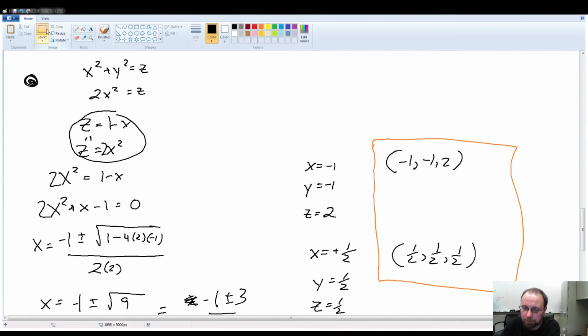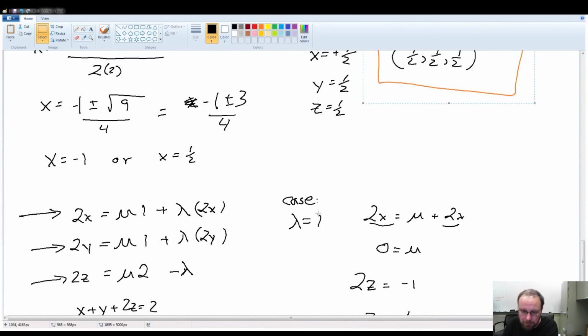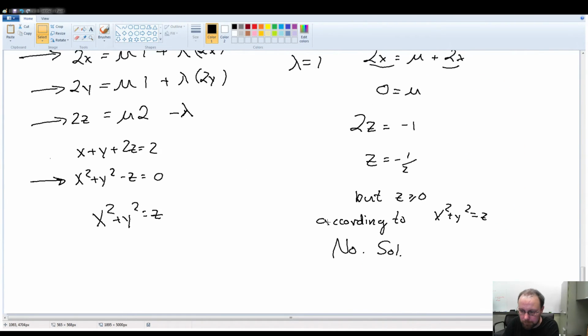We can now do what with them? We can stick them back into the function we wanted to optimize, yeah? Let me pull them, rewrite them.